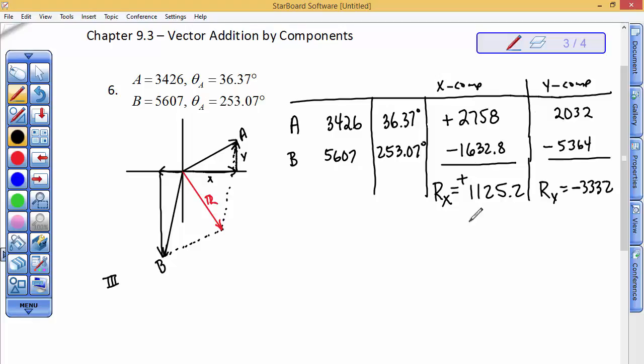When x is positive, so here's the origin, when x is positive and y is negative, I expect my answer to be in the fourth quadrant. But nonetheless, let's first go to the Pythagorean Theorem, because what I've got here is an x and a y component, and I need to find the magnitude of that resultant.